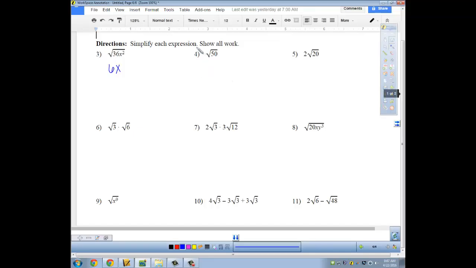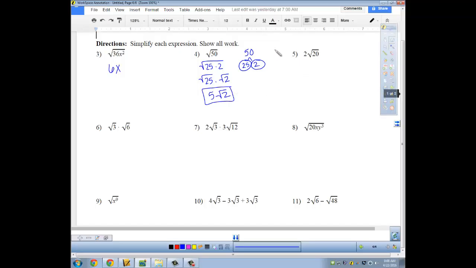Number 4, square root of 50. So I'm going to factor 50. I'm going to choose 25 and 2. Remember, we're looking for numbers that you can take the square root of easily or prime. So you can take the square root of 25, 2 is prime. So I have square root of 25 times 2. And if you want to break that apart, you can, but you don't need to. Square root of 25 is 5. Bring down your square root of 2 because I can't do anything with that, so that's your answer.